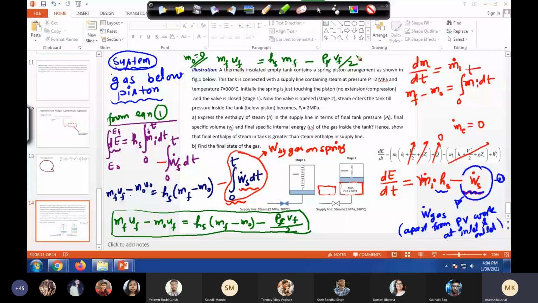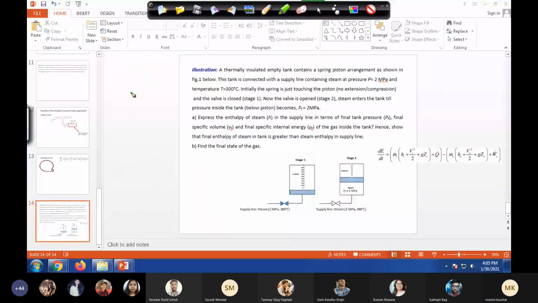HS, we already expressed HS in terms of this. What will it be? HS will be, okay. Let me open the new page. Just someone can please note down this equation, and tell me what it is. I am opening the new page. Just tell me that equation. What is it? MF UF for this case, because here M naught is 0. What is MF UF equal to? MF into HS minus, right? Minus PF VF by 2.